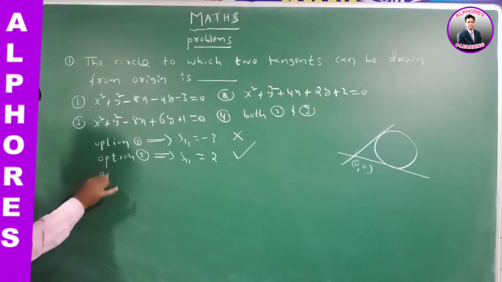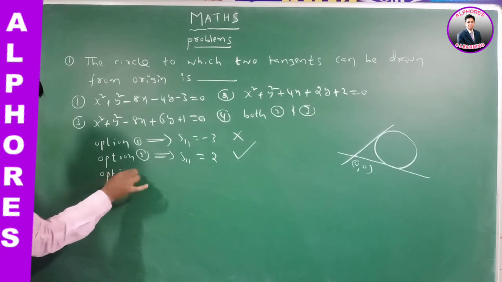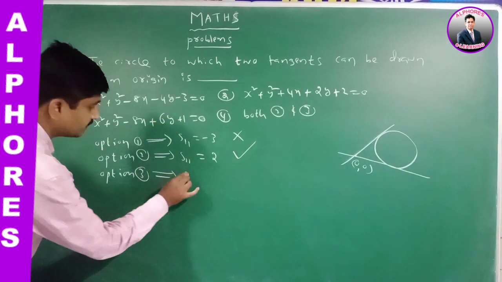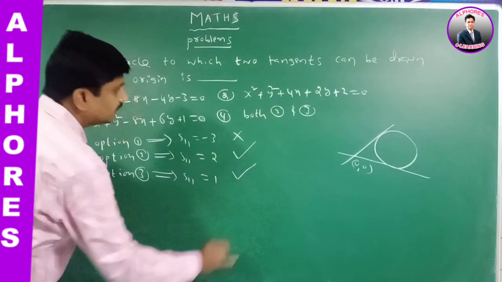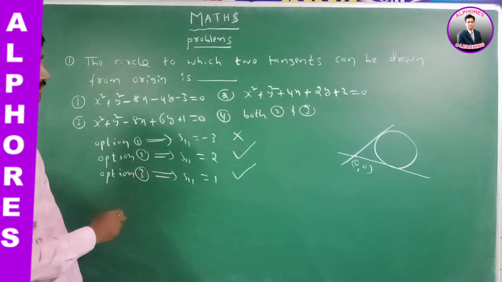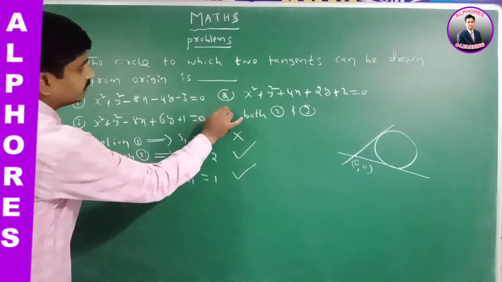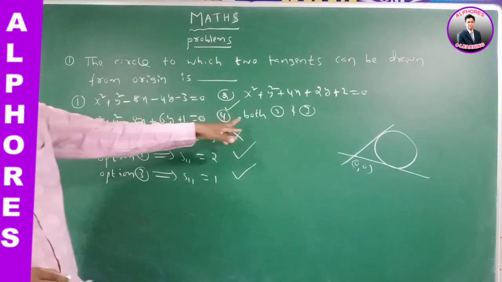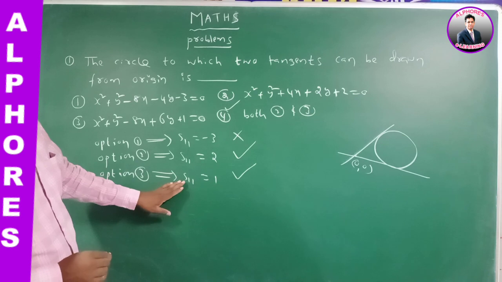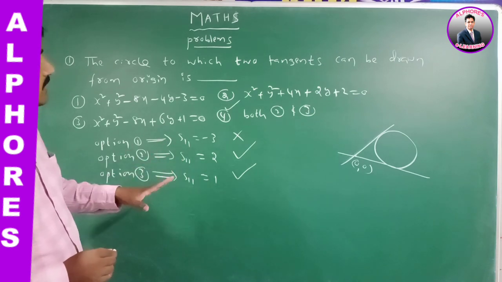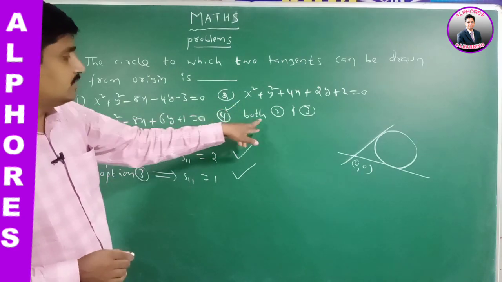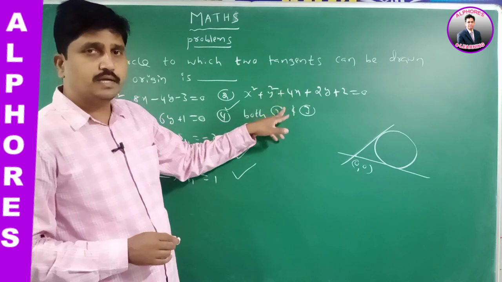Next, option 3. Here (0, 0). S11 value is 1. Two tangents can be drawn from origin to this circle. Therefore the answer is the fourth one, both 2 and 3. S11 values are positive, therefore two tangents can be drawn from origin to these two circles. Options 2 and 3 are correct. Answer: fourth option.